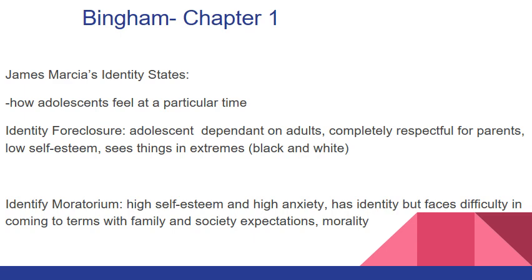And the next stage that adolescents grow through is the identity moratorium stage. During this stage, students begin to develop high self-esteem, but they also start to have high anxiety. They start to develop their identity, but they also start to face difficulty understanding how their identity relates to their family and to society's expectations. They also start to consider morality.